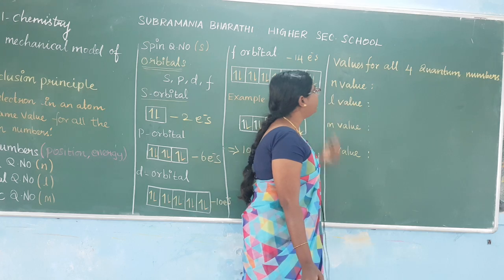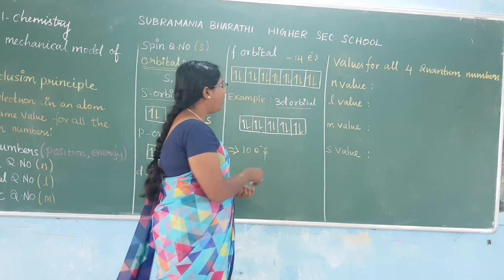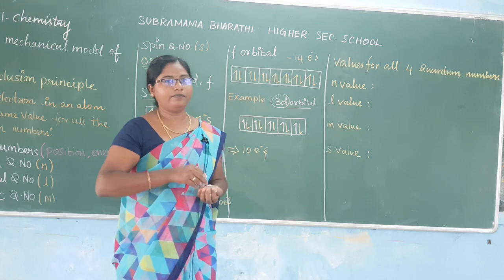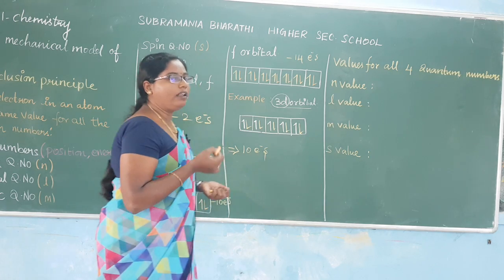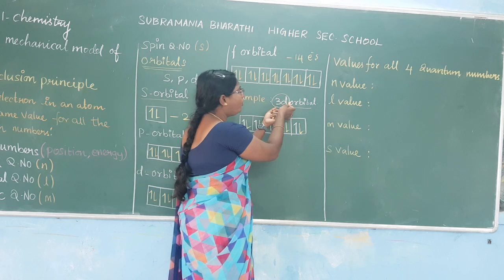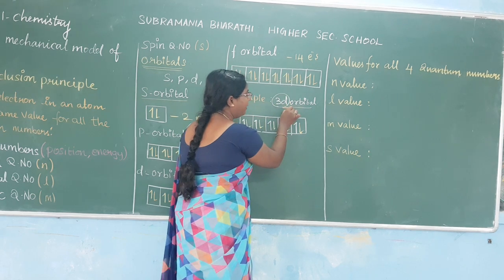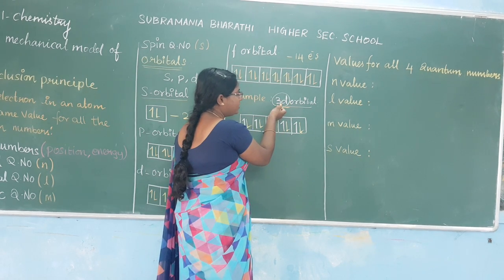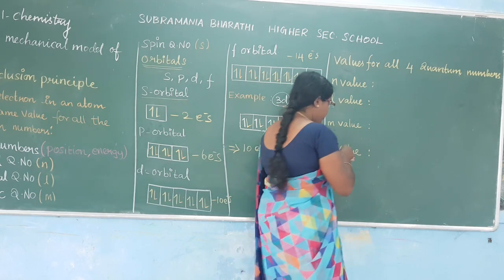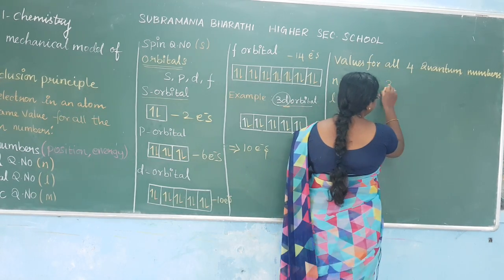Here we have to find the value of N. I have taken the 3d orbital. In the Aufbau principle itself, I told how to find the value of N: it is the number written before the orbital. Here it is the d orbital, so what is the number before the orbital? We have the number 3. So the value of N is 3.